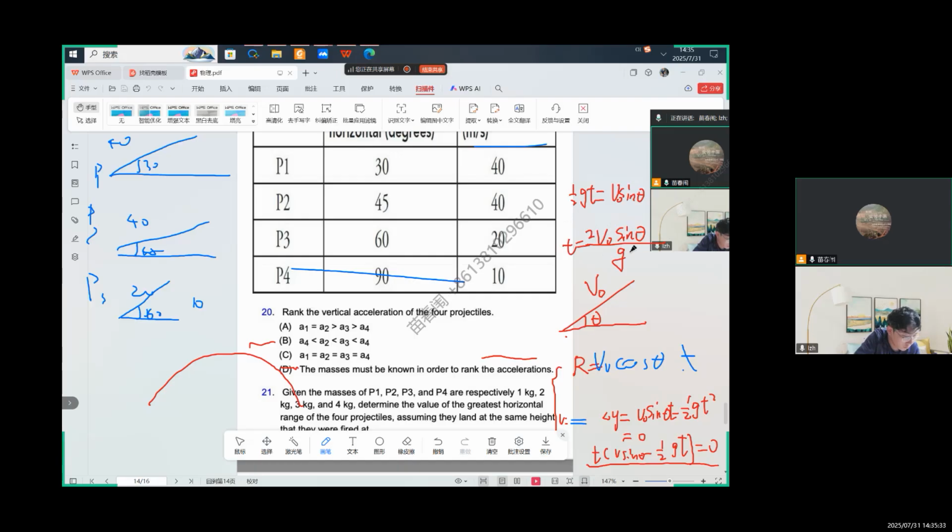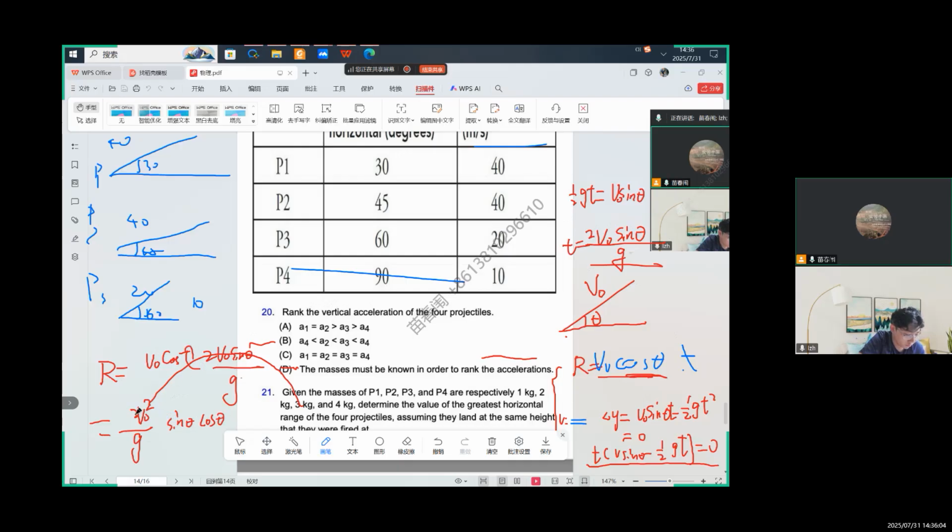Does that make sense? So now we have the formula for this, only for this kind of situation. R equals v0 cos theta times t, which is 2v0 sine theta over g, right? If I simplify, that'll be 2v0 squared over g times sine theta times cos theta.